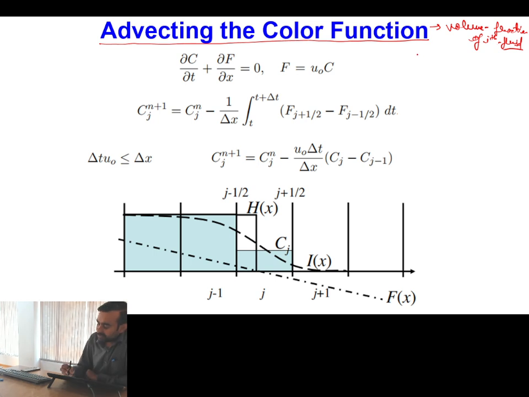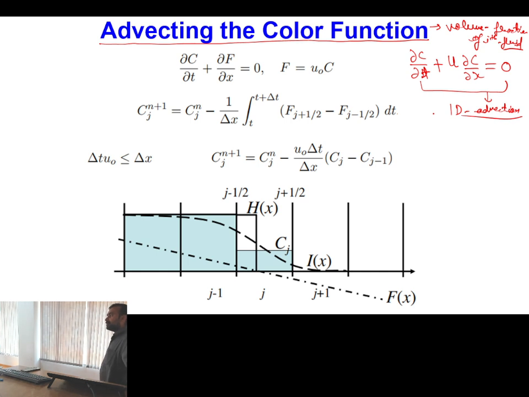So if I have to see the advection of color function, the equation will be del C by del t plus u times del C by del x equal to 0. This is only when I am considering the one dimensional advection of the color function. Is this one clear? What do you mean by one dimensional advection?